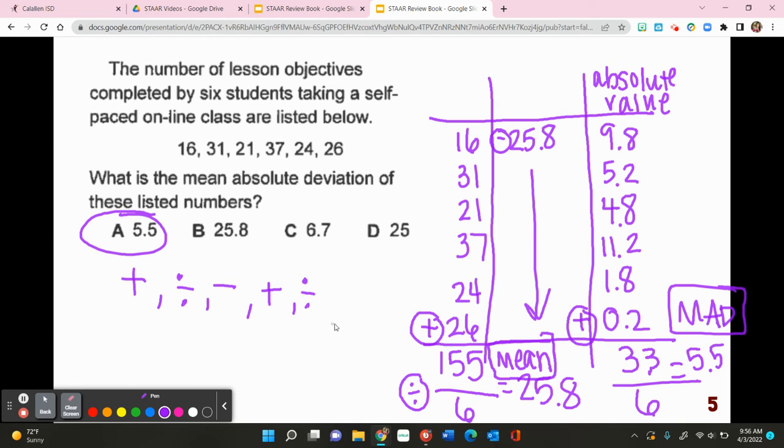So again, here are your steps: add, divide, subtract, add, divide. And again, I would really suggest you set up a chart to keep yourself a bit more organized. Just quickly going through it, when we add and divide the first time, that is the mean. Then we subtract the mean from each of our original points. Then we take the absolute value and add and divide again, and that gives us the MAD. So that is mean absolute deviation.